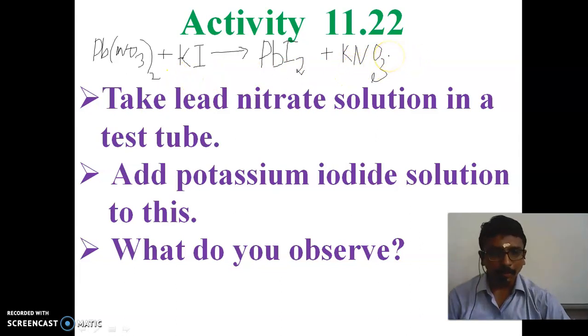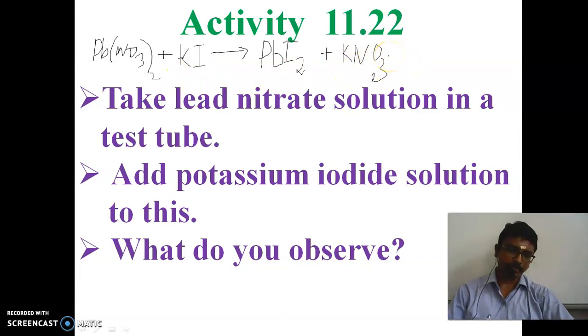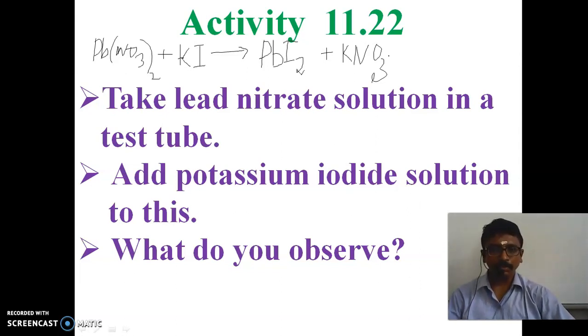So what type of reaction will it be? It is a double decomposition reaction. The double decomposition reaction is nothing but the exchange of ions. What do we mean by ions? Cations and anions. Cations are positively charged ions. Anions are negatively charged ions. So these ions are exchanged, and from that the products form. That is known as a double displacement reaction.